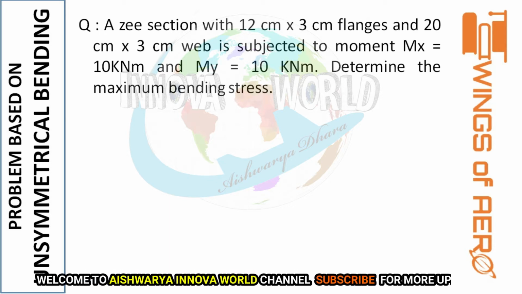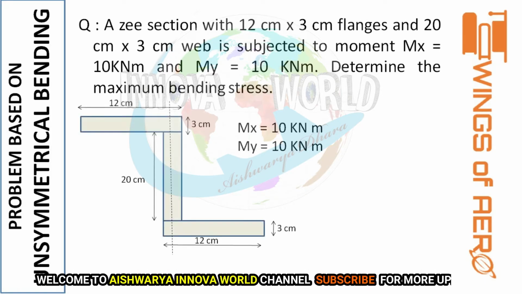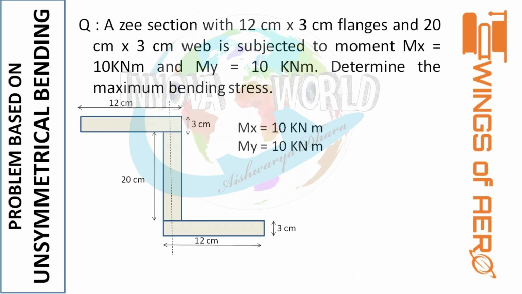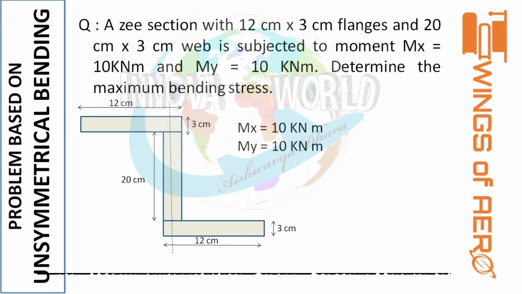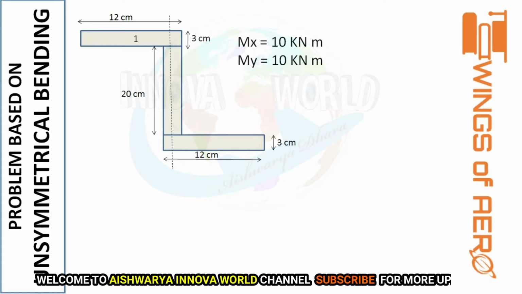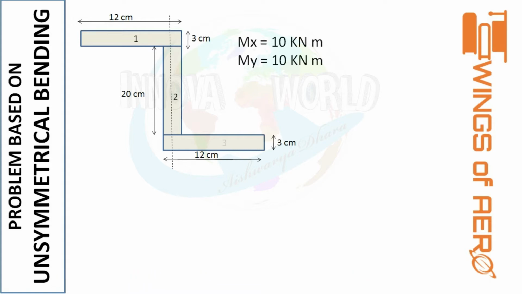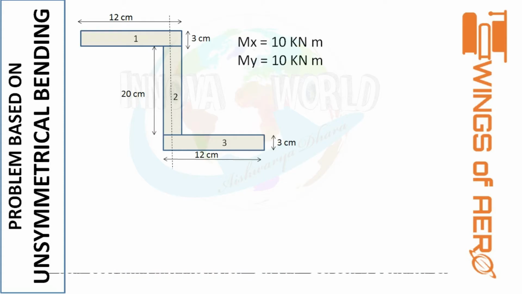So from here we can draw the figure as appeared on your screen. That is, the flanges are 12 cm cross 3 cm and the web is 20 cm cross 3 cm, and the moments are Mx and My. So now, first of all, we will split the section into sections 1, 2 and 3. After splitting the section, we will form a table.